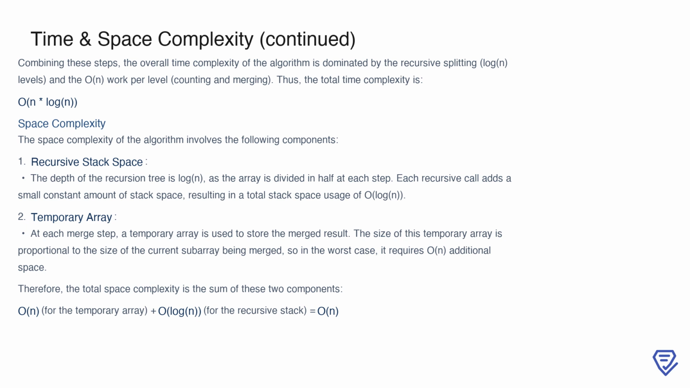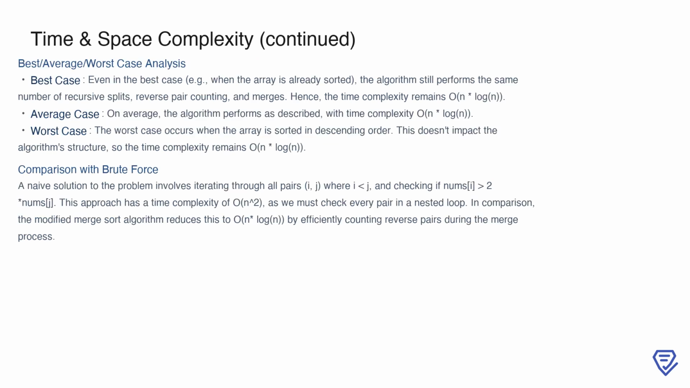Considering the best, average, and worst cases, we observe that the time complexity remains consistent. In the best case, such as when the array is already sorted, the algorithm still performs the same number of splits, reverse pair counting, and merges, leading to n * log n. Similarly, in the average case, the overall structure of the algorithm does not change, so the time complexity remains n * log n. In the worst case, when the array is sorted in descending order, the algorithm still processes the same number of splits and merges, resulting in the same time complexity of O(n * log n).